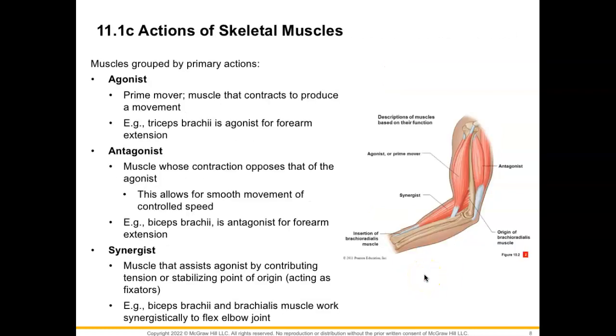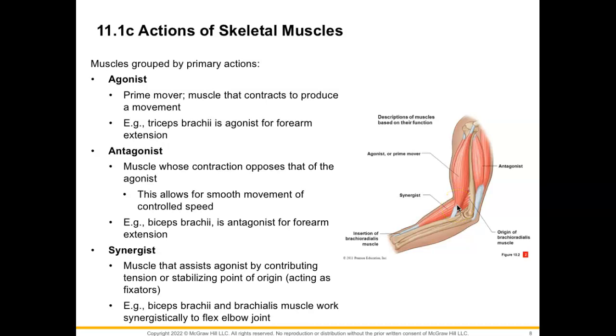We can also classify our muscles based on their primary actions. So the first term that we are going to cover is an agonist, which is also known as a prime mover. When we look at this example to the right-hand side here, our biceps brachii is going to serve as our prime mover, meaning that when the biceps contracts, it's going to produce a movement, which, as we covered before, is flexion of the forearm at the elbow and supination.